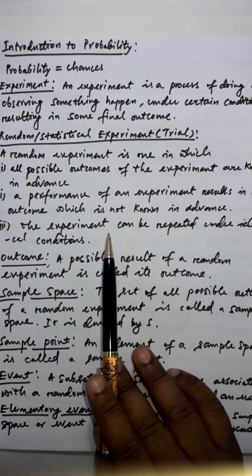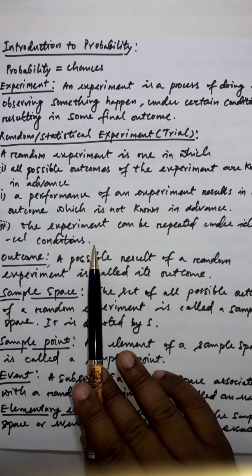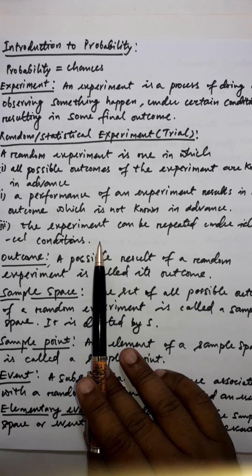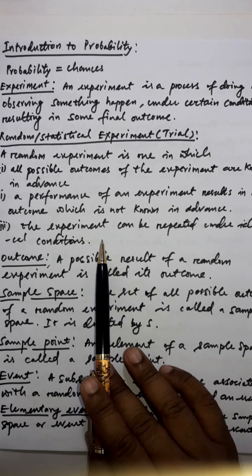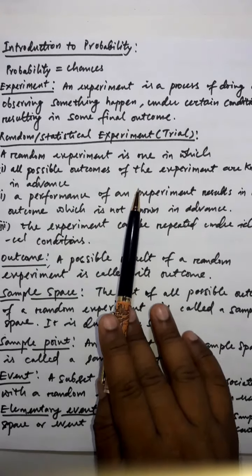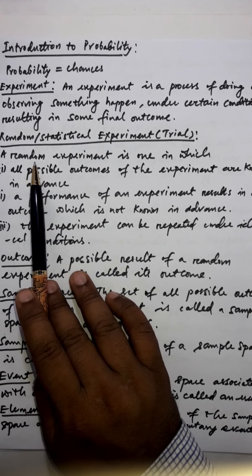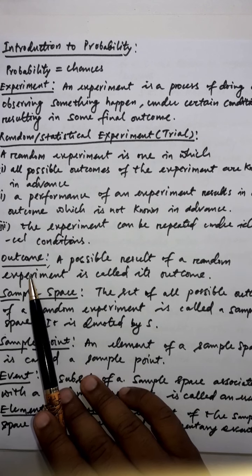Anything can come. The third condition says that the experiment can be repeated under identical conditions. We should repeat that experiment under the same conditions any number of times. That means if you are tossing a coin, then we should be able to toss the coin any number of times under the same conditions. There shouldn't be any restrictions for that. So if an experiment satisfies these three conditions, then that experiment is qualified to be called a random experiment or trial.